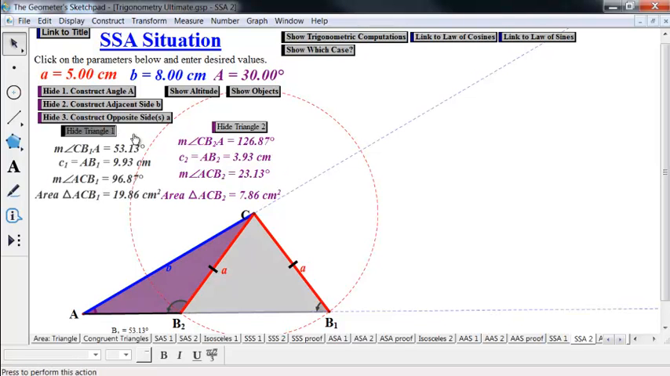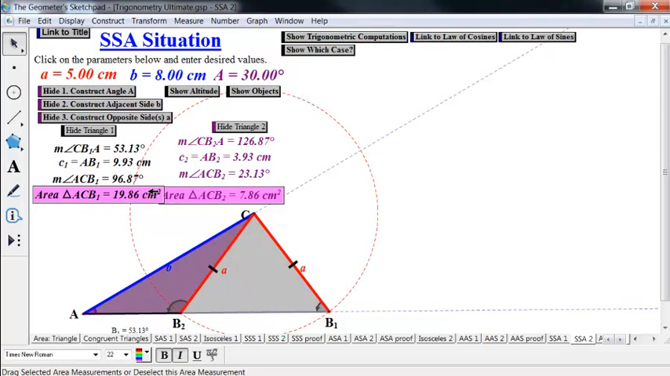But if you look at both of them, you're going to see some interesting things. Of course, they share the side B, so that's the same. They share the angle 30 degrees, and they have two sides that are congruent, the red sides. So they have the side-side-angle condition, but they're not congruent. What is interesting, though, is that these two angles are supplementary. If you add those up, you get 180 degrees. We get different C2s. We get different angles here for C as well, and we get this.